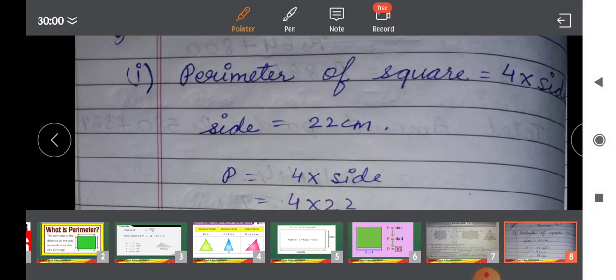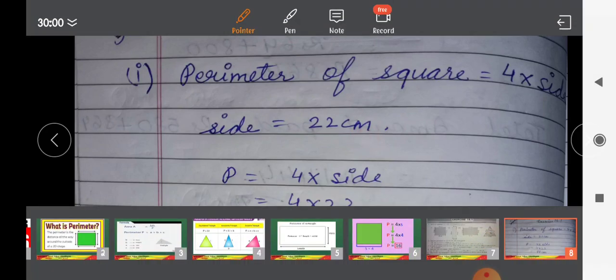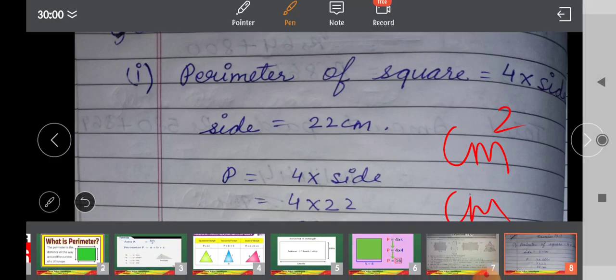See, when we were finding the area, the unit we write is centimeter square, and when we are finding the perimeter, the unit will be just centimeter, right?